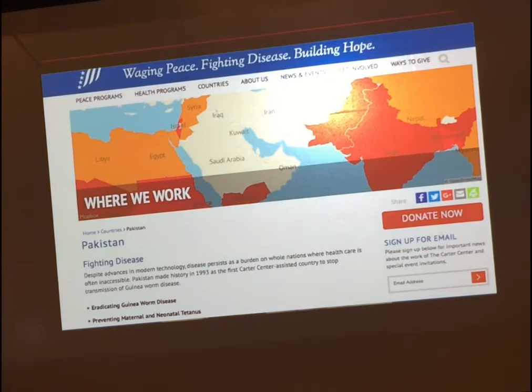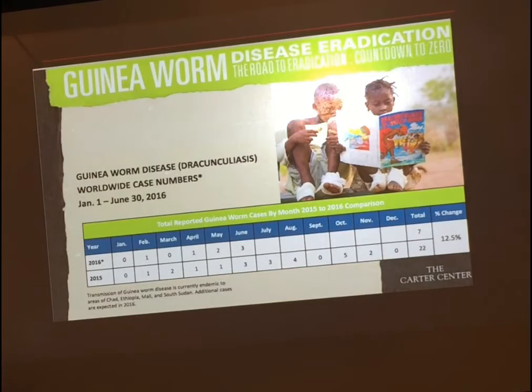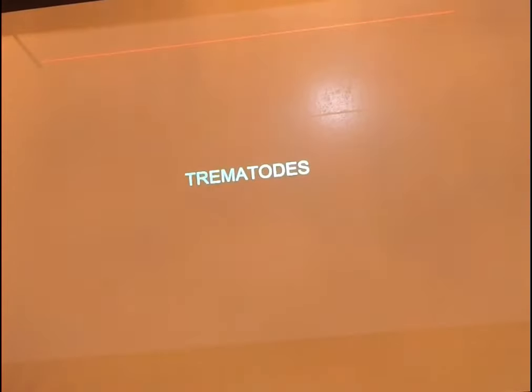With this, Pakistan was one of the first countries to stop transmission of guinea worm disease. I think this is again in tropical medicine. We find eradication possible when there's only one definitive host. So in guinea worm, the only definitive host of the disease is humans. So that's why it was possible by education and by filtering water.